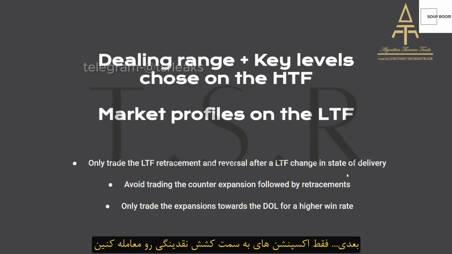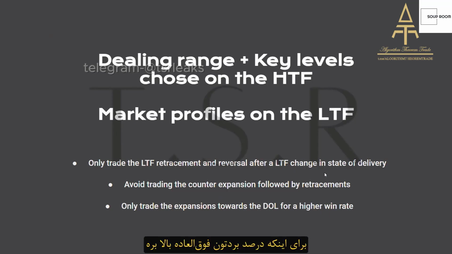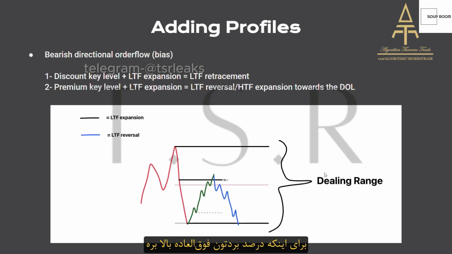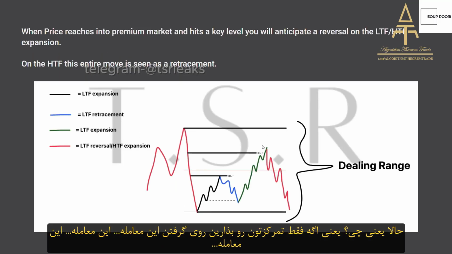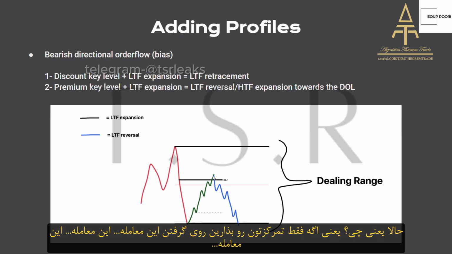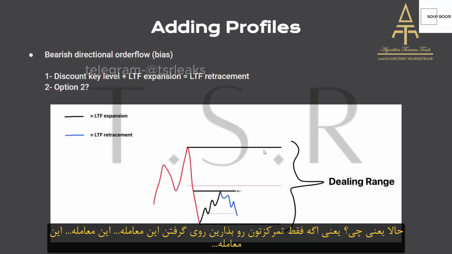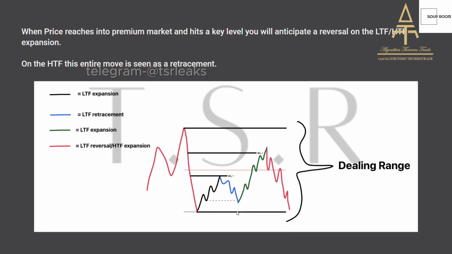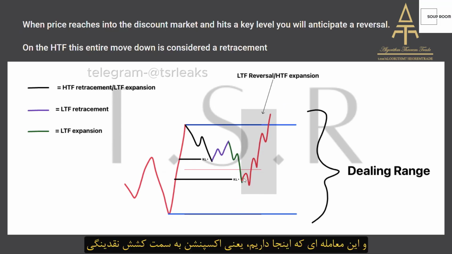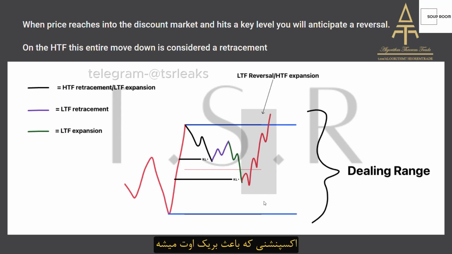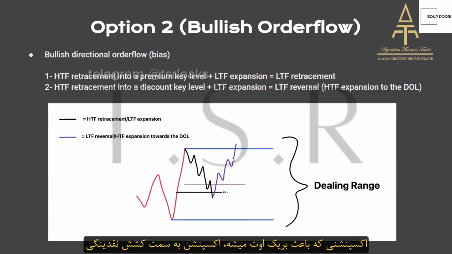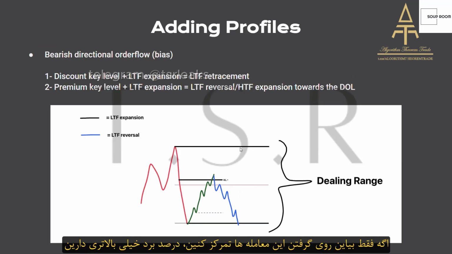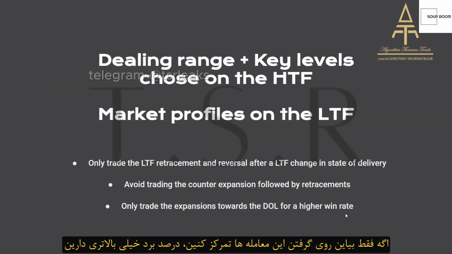Next, only trade the expansions towards the draw on liquidity for an insanely higher win rate. What does this mean? This means if you only focus on taking this trade, this trade, this trade, and this trade right here, meaning the expansion towards the draw on liquidity, the expansion causing the breakout, the expansion towards the draw on liquidity. If you only focus on trading those, you will have a much higher win rate.